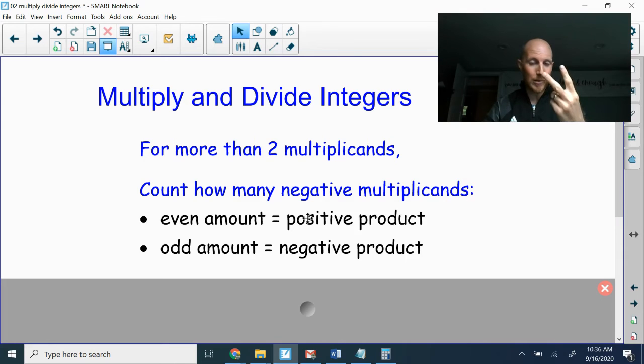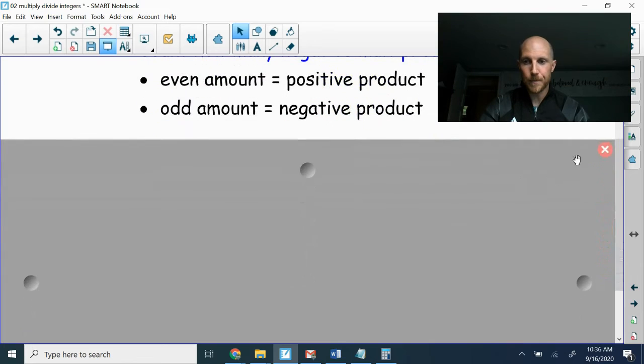If there's only two multiplicands, if they're both the same, it's going to give us a positive result. Well, if there's two, you count them, negative, negative, that's two things. That's an even amount, right? So this is really maybe a simpler approach, but anyway, count up the number of negative numbers. Even amounts is going to give you a positive answer. And if there's an odd number of negatives in there, that's going to give you a negative product.